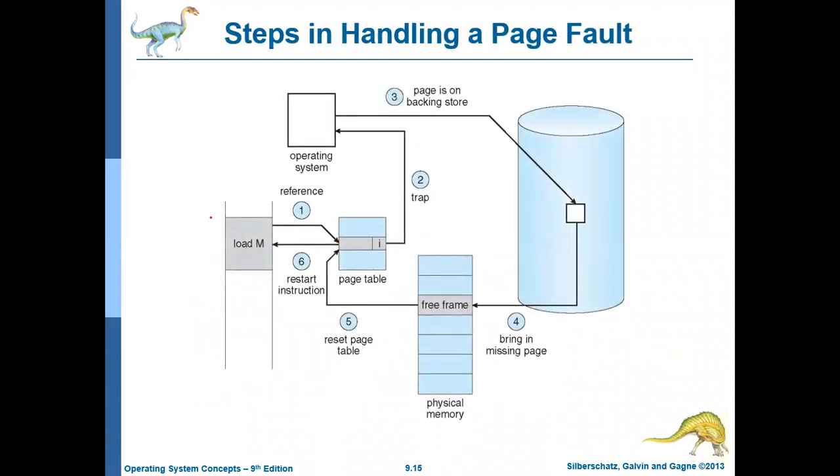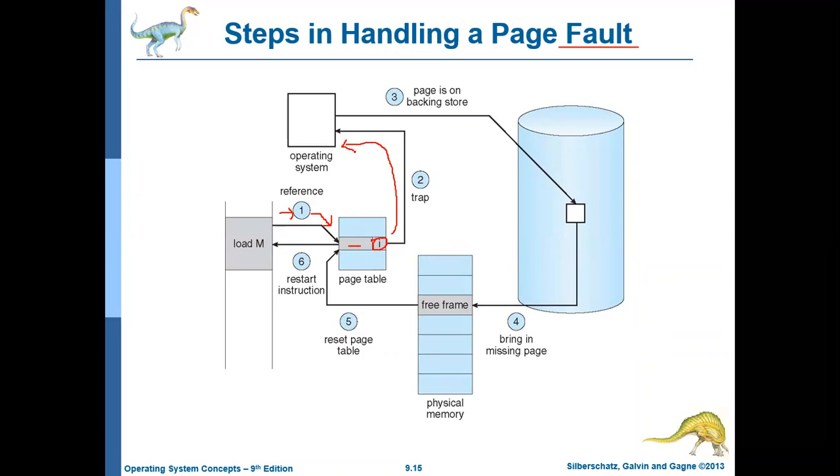So this diagram overall explains clearly what happens when there is a page fault. The CPU creates a logical address. That is what step 1 says. The logical address refers to a particular page, but the frame corresponding to that logical address is currently not available in the main memory, because the I bit is set, so it is invalid. It is not in the memory, so it will create a trap to the operating system.